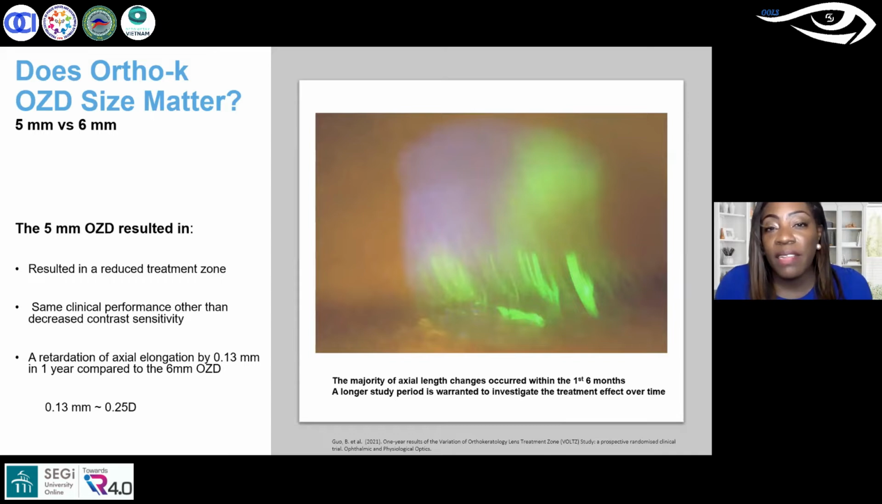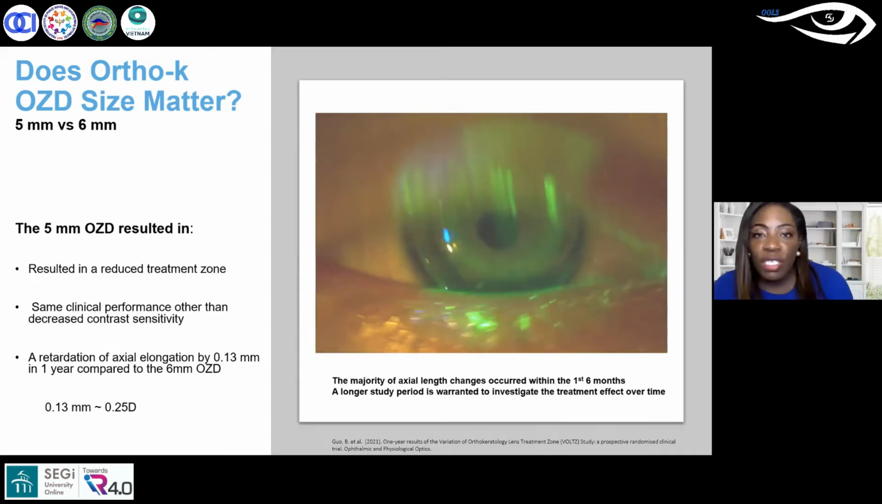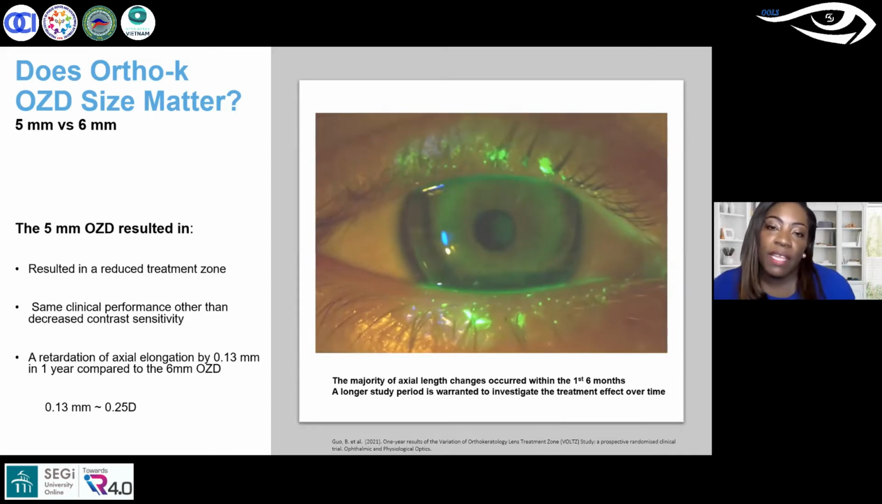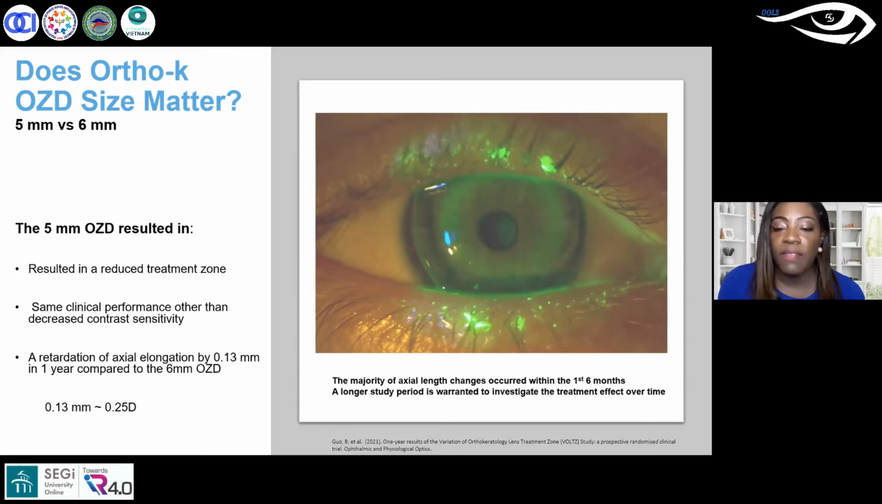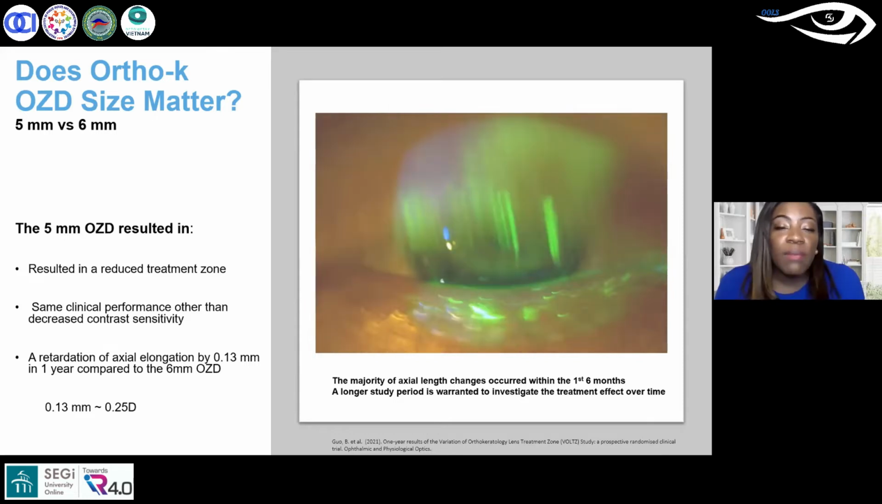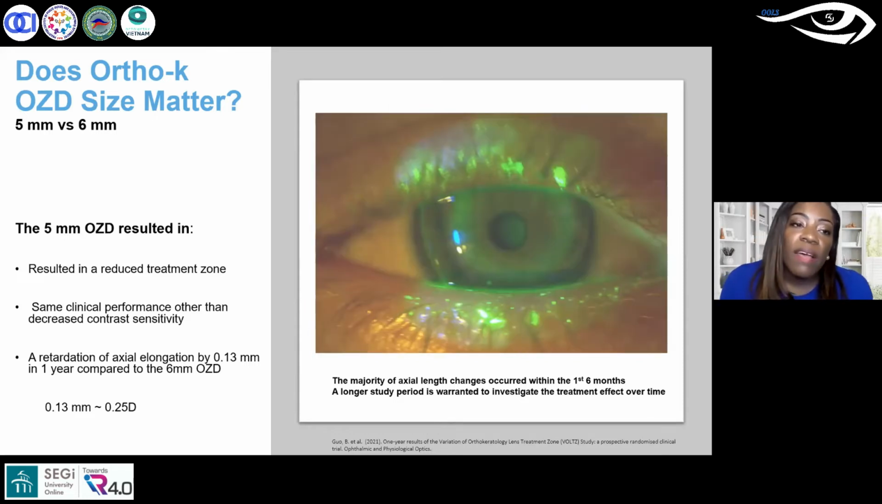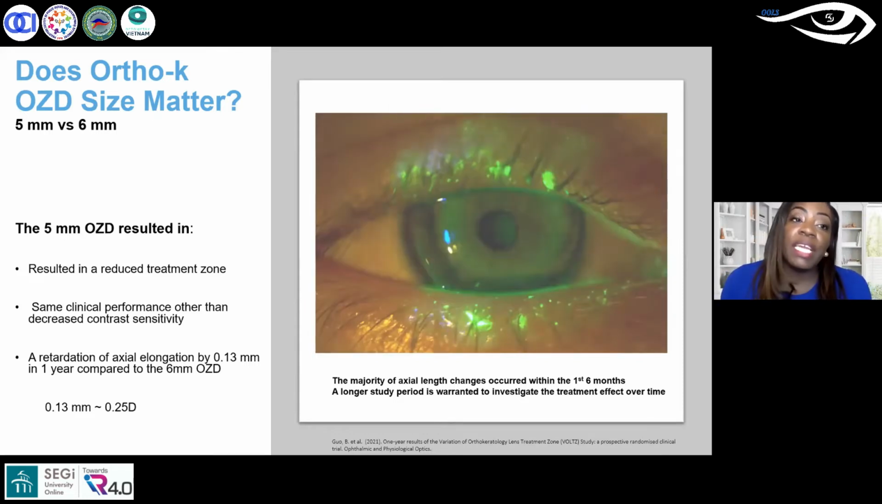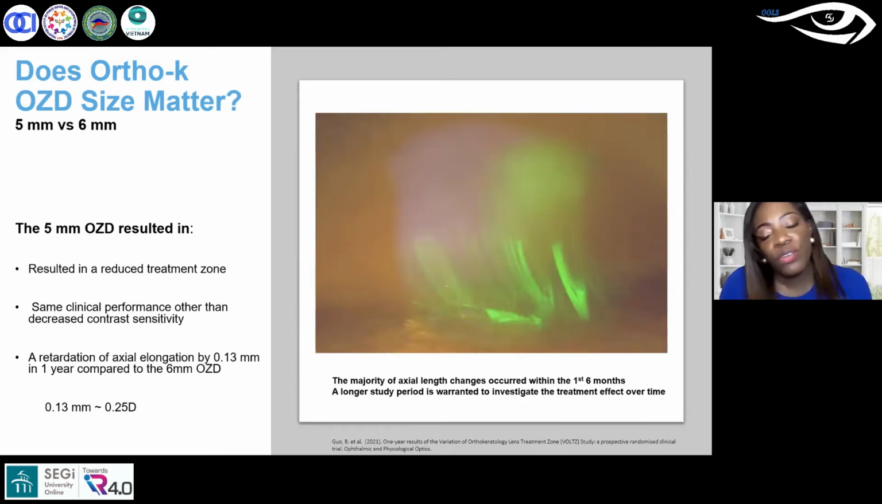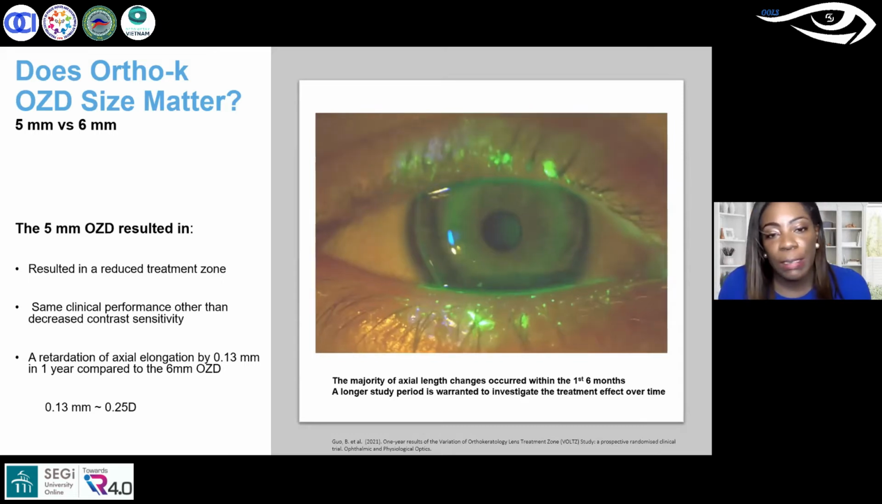However, keep in mind, as I said before, children adapt to that more than an adult who's driving and things like that. So I think more studies are needed. However, it appears that a 5 millimeter optic zone may be advantageous.